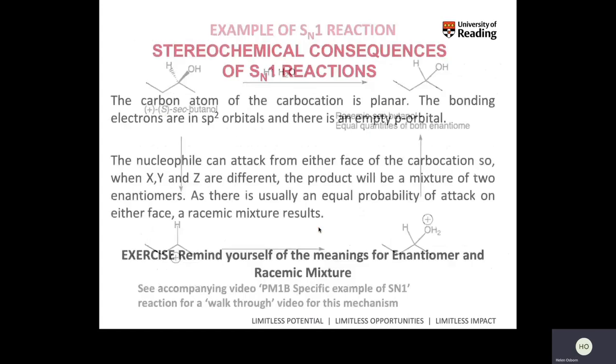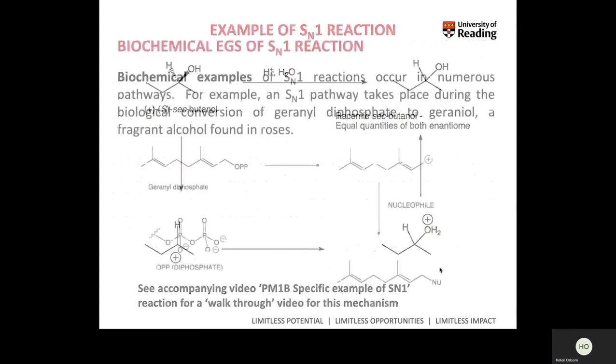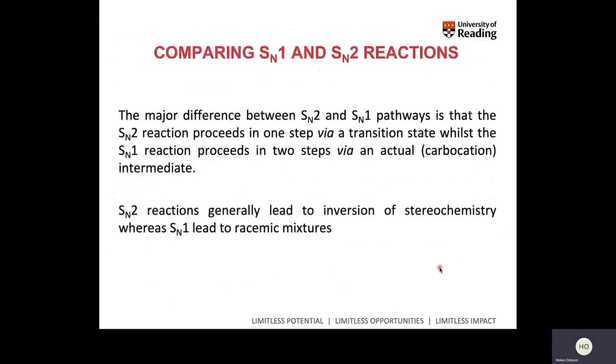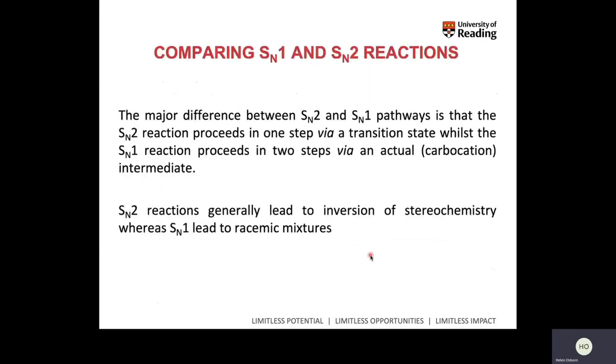So if I go back, here it was, we lose the leaving group in one step to go via the carbocation intermediate. So that's the difference in terms of the mechanisms. In terms of the stereochemical outcome, the difference would be that the SN1 forms a racemic mixture, whereas the SN2, we get an inversion of stereochemistry. So they're the differences. SN2 will lead to inversion of stereochemistry, whereas SN1 will lead to racemic mixtures.